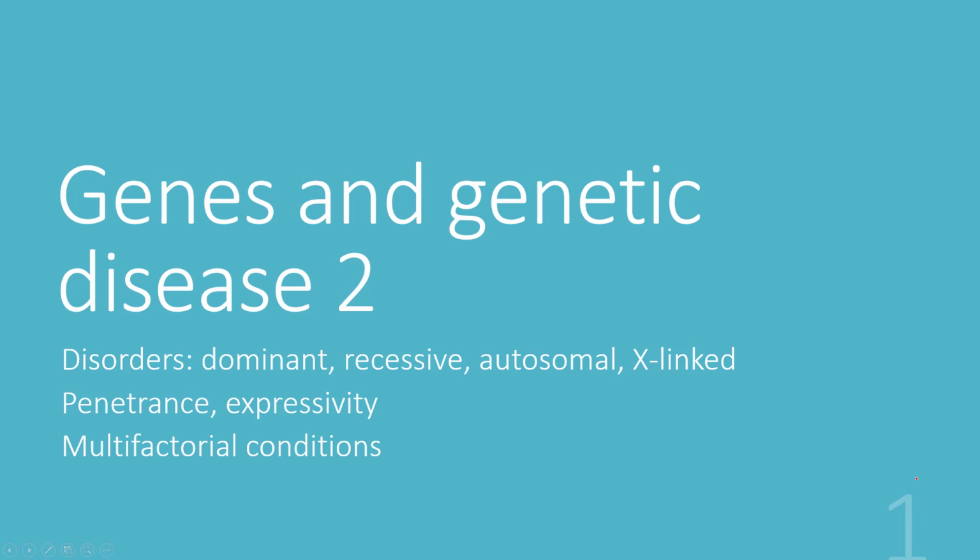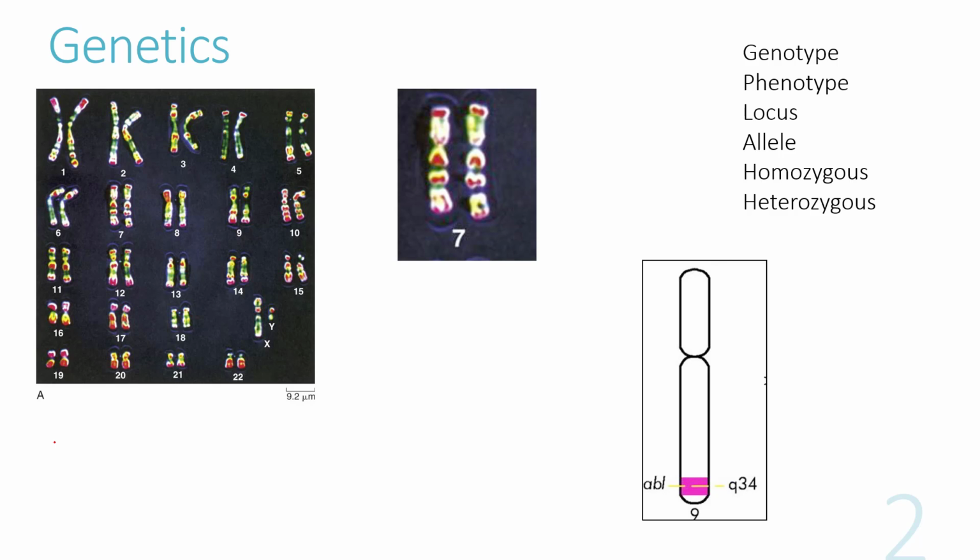All right, this is the second lecture for the genes and genetics section of this course. And what we're going to do today is look at a few definitions first before going into talking briefly about different types of disorders, what these two terms mean, as well as talking briefly about multifactorial conditions.